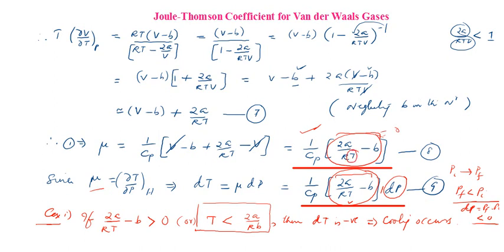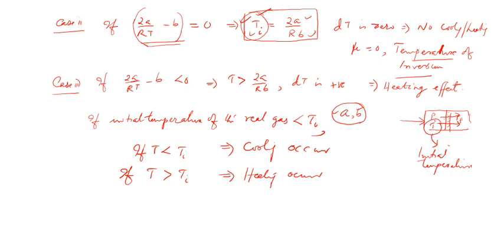That's why we say that the temperature of inversion of a gas is the temperature at which the Joule Thomson coefficient becomes 0. And if the initial temperature of the gas is less than the temperature of inversion for that particular gas, then cooling will happen after throttling. If it is greater than the temperature of inversion, then heating will occur. That is the relevance of temperature of inversion.